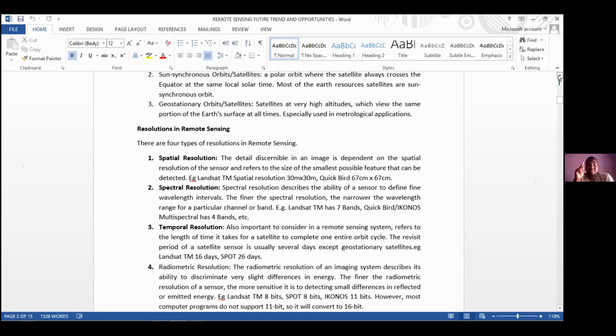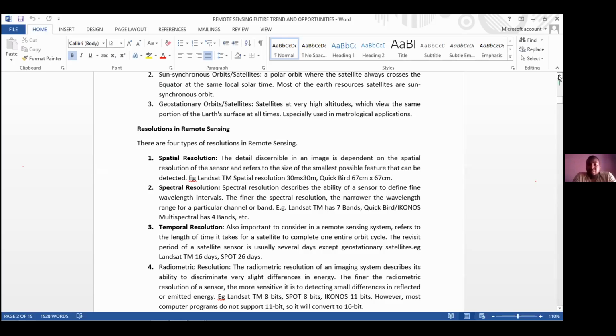For instance, I'll also use Landsat. Landsat takes 16 days. It leaves point A on day one, it goes round to the same spot, and it takes 16 days for Landsat. Then for Spot, another type of satellite, it takes 26 days. You see, it leaves point A, it goes round, and it takes 26 days to go back to the same spot. Different satellites have different temporal resolution. That means different satellites take different times to make a complete orbit around the Earth.